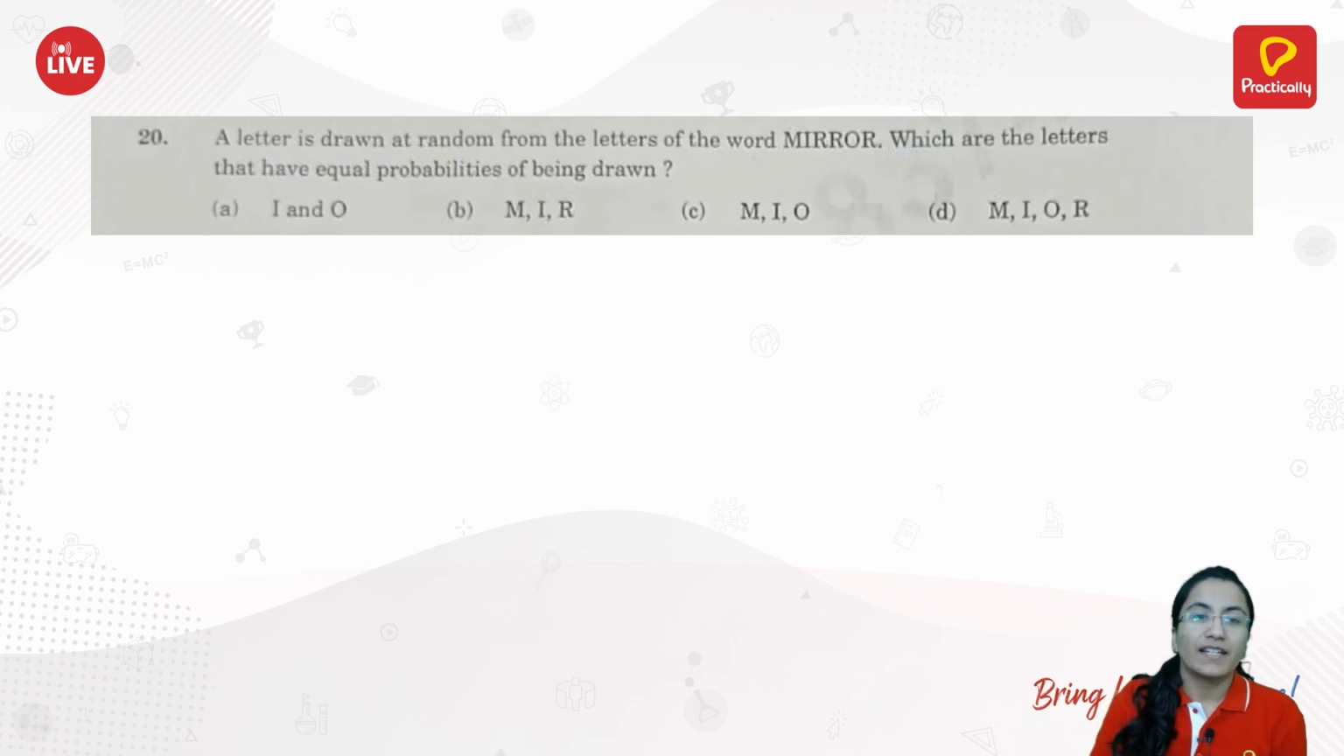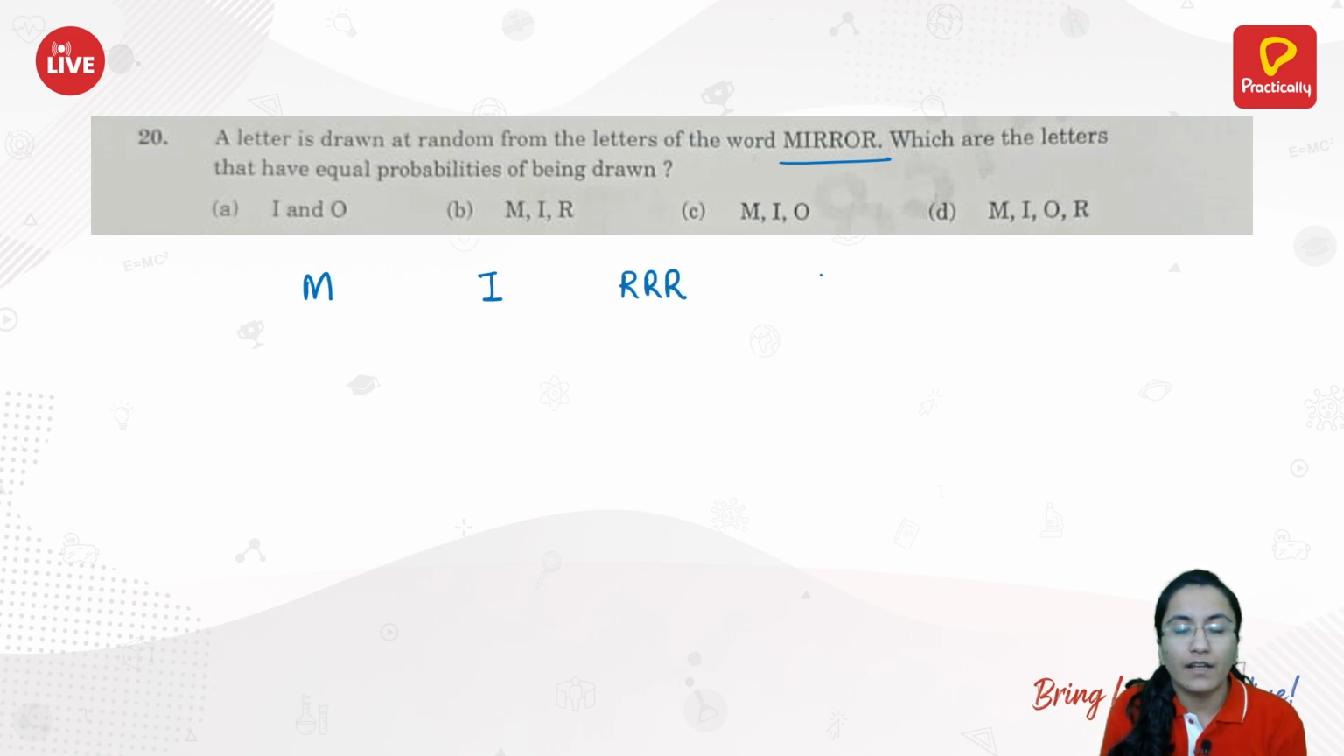Next question is, a letter is drawn at random from the letters of the word mirror. Which are the letters that have equal probabilities of being drawn? So let's see. Here we have M, then I, then we have R 3 times, then we have O 1 time, and nothing else, right? So that means we have 1, 2, 3, 4, 5, 6. We have listed all 6, so basically the total is 6.